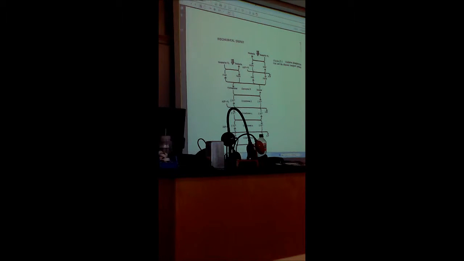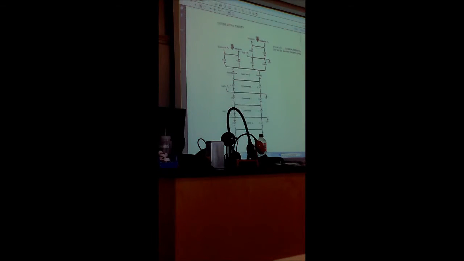And again, I can't find my cursor. There it is. I don't know why it disappears like that.